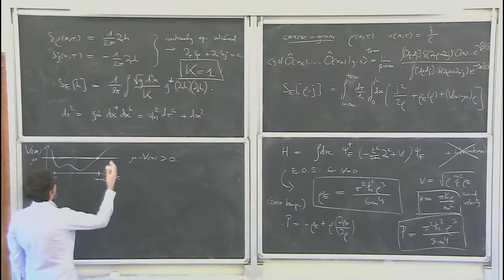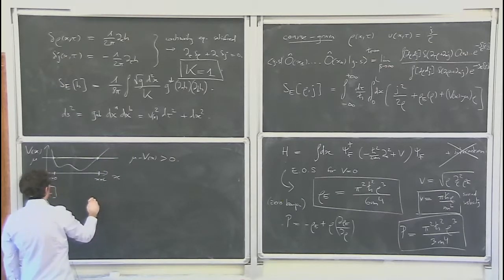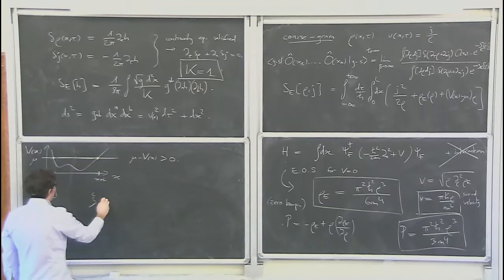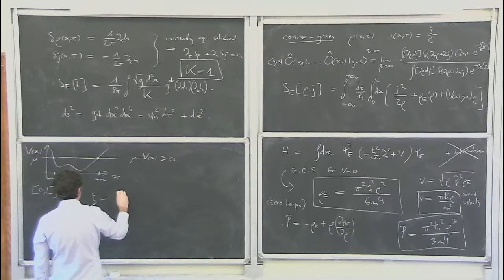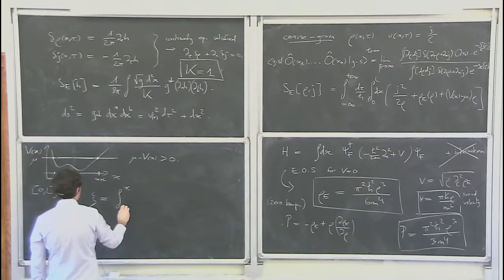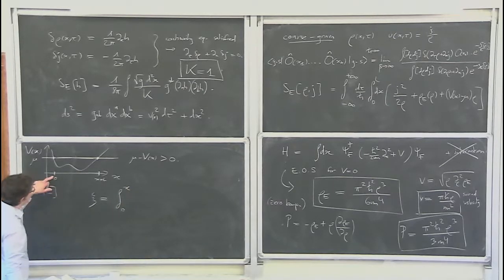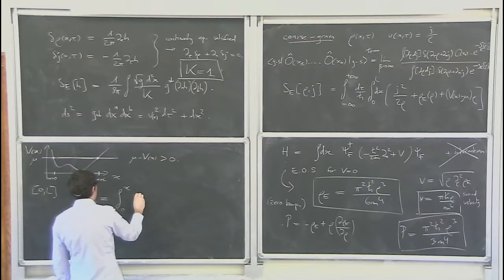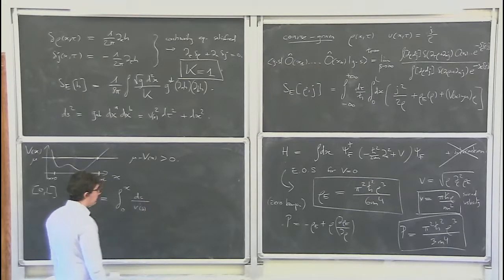For this particular problem, there is a simpler choice of coordinates. I can introduce a new coordinate xi, which is going to be the integral from 0, the left boundary of the system, to a point x of ds over v of s, where v is the sound velocity.